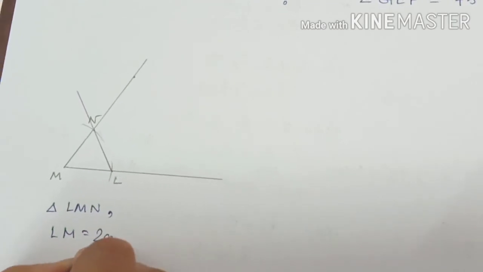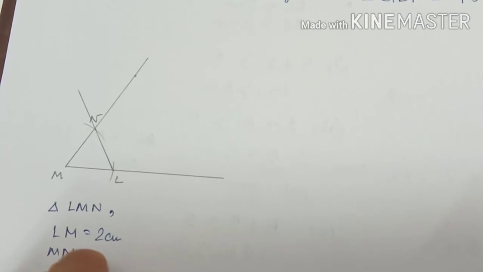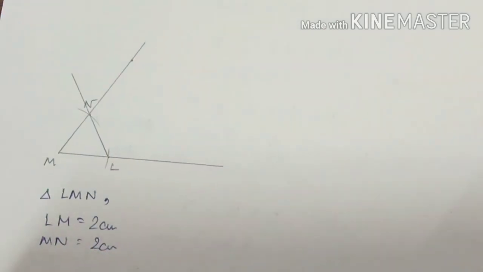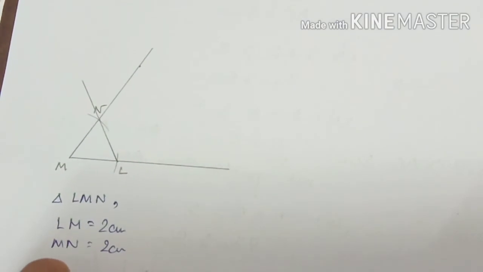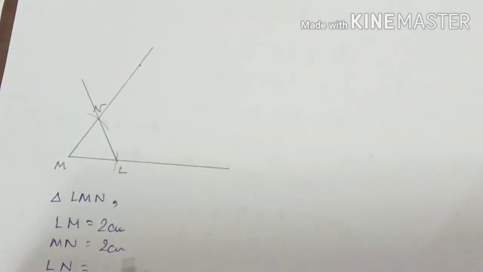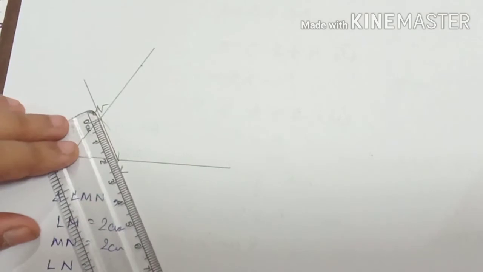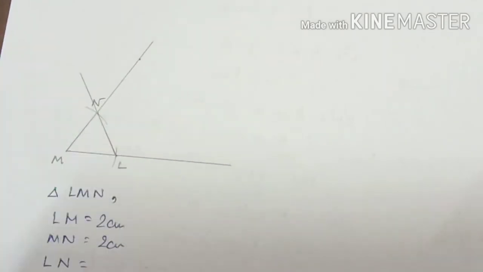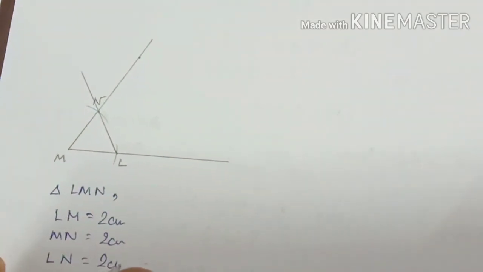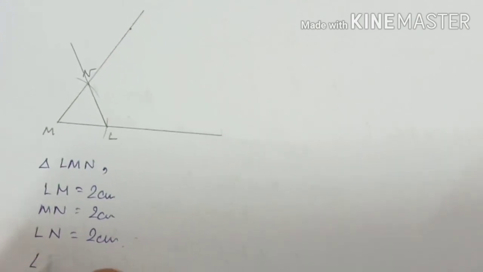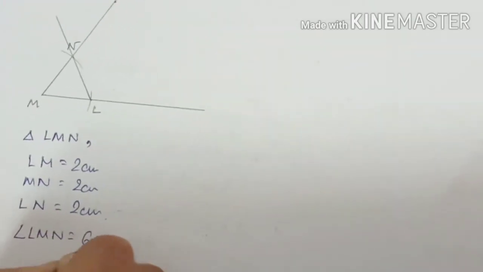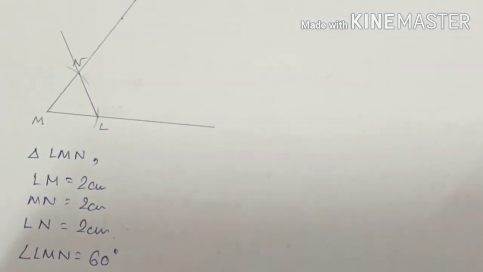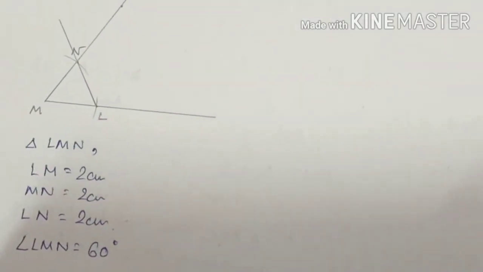LM equals 2 centimeter, MN equals 2 centimeter, and we are going to measure the free end that we just drew, that is LN. We need to know what is the size of it, so this is also 2 centimeter. Okay, and the angle LMN, which is already given, is 60 degree. We will complete our construction by writing all this.